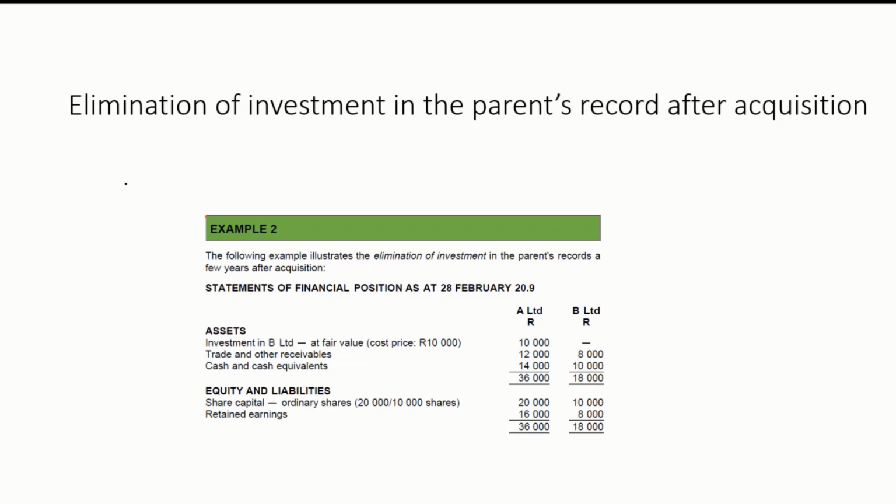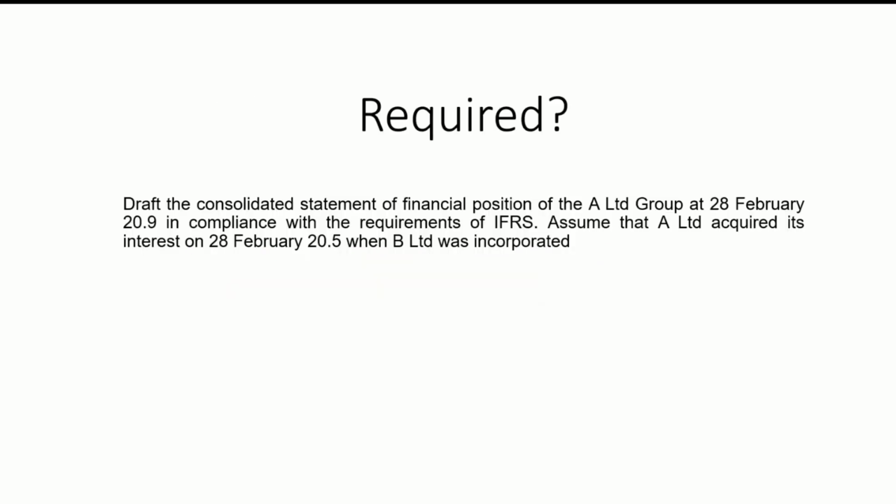So once again, what's the required? Draft the consolidated financial statement of A Limited Group at 28 February 2009 in compliance with the requirements of International Financial Reporting Standards. Assume that A Limited acquired its interest on 28th of February 20X5 when B Limited was incorporated. This one is a mistake. It wasn't when it was incorporated. It was after some time that it acquired it.